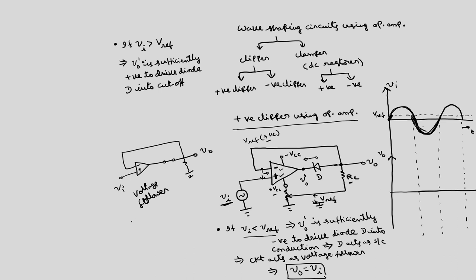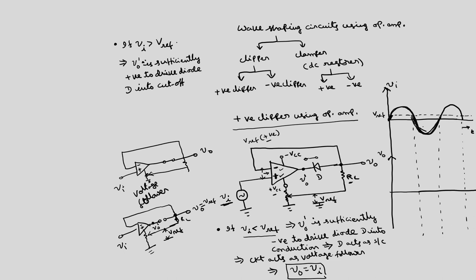So once the diode is cut off, what will be the equivalent circuit? This will act as an open loop configuration. This is Vi, this will be connected to the output, but here this is an open circuit. This is of course connected to the V reference, and the load resistance. So what will be the output voltage? Basically this is V reference, so this also will be V reference.